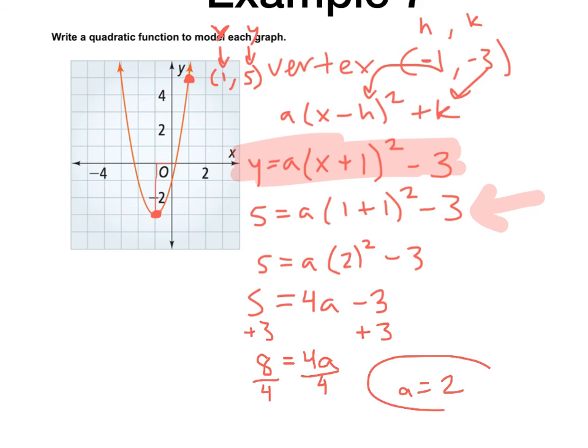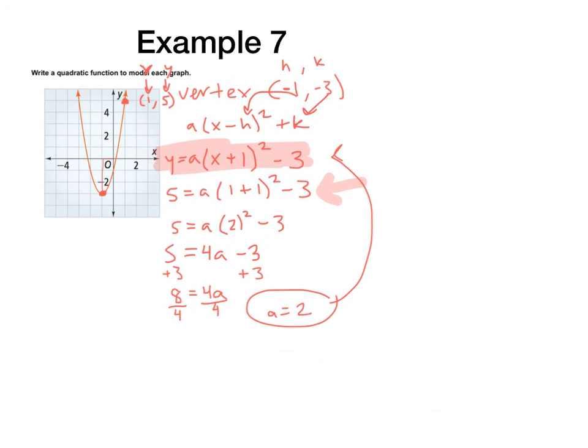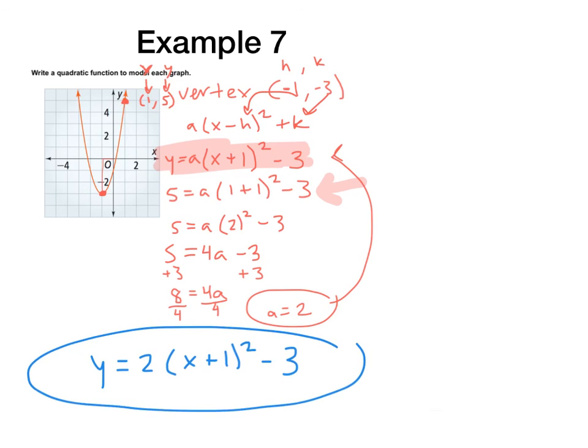So now we can take this a and plug it back into our equation. And we're going to get y is equal to 2 times x plus 1 squared minus 3. That's your answer for example 7.